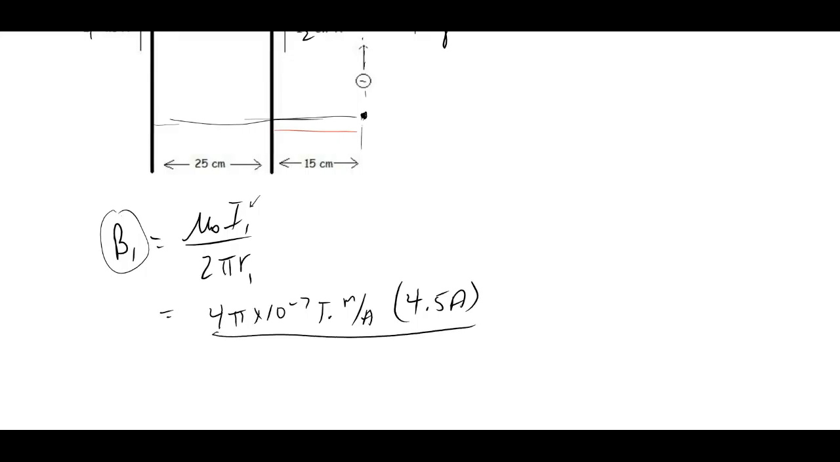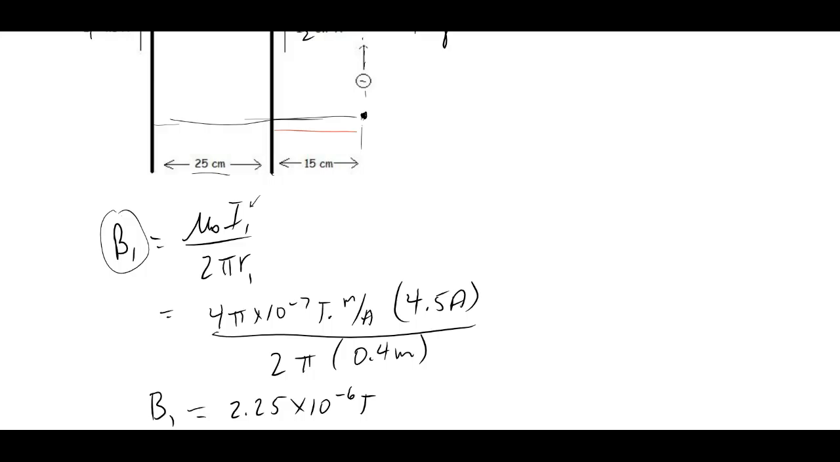And then I'm going to divide that by 2 pi times R. Take a look, it's 25 centimeters to the other wire, but then an additional 0.15 meters. So the total distance is 0.4 meters. If I punch that into my calculator, I should get 2.25 times 10 to the negative 6. Let me write that down: 2.25 times 10 to the negative 6 Teslas. And so that is the magnetic field due to wire 1 at that spot.